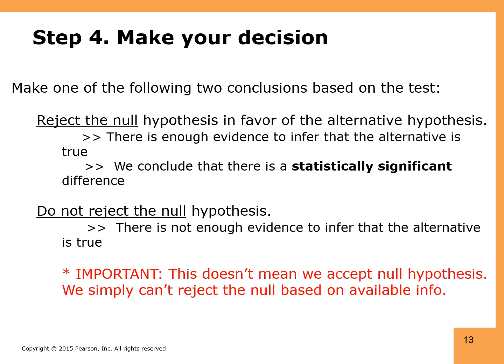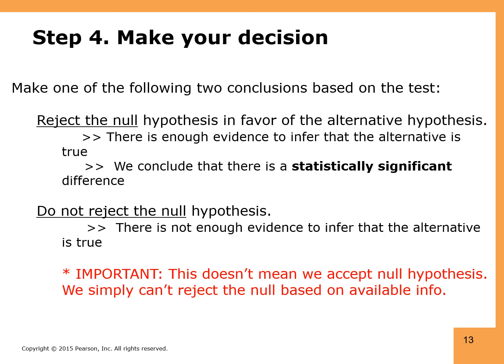So the last step is to make your decision. We basically have to either reject the null or not reject the null based on the t-test. When you reject the null hypothesis in favor of the alternative hypothesis, you're saying that there is enough evidence to infer that the alternative is true. So in our case, we are concluding that there is a statistically significant difference in test scores between the small class districts and large class districts.